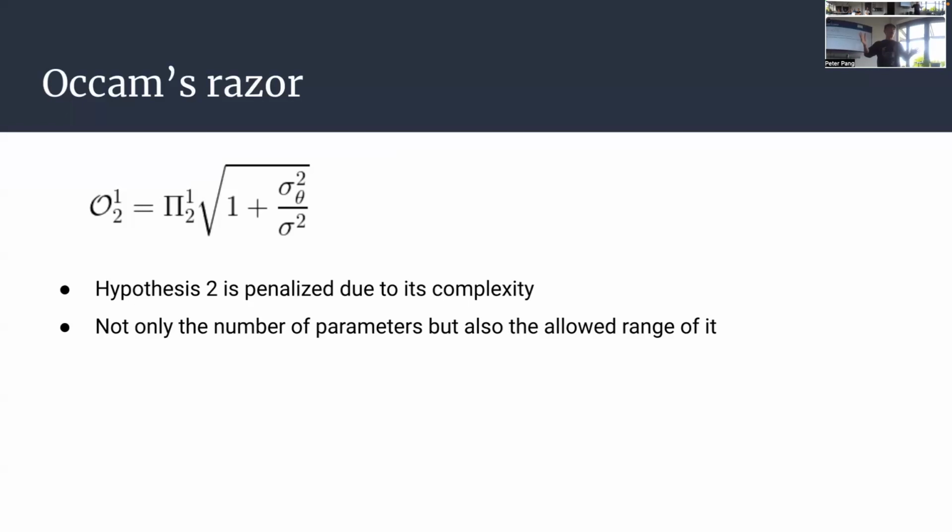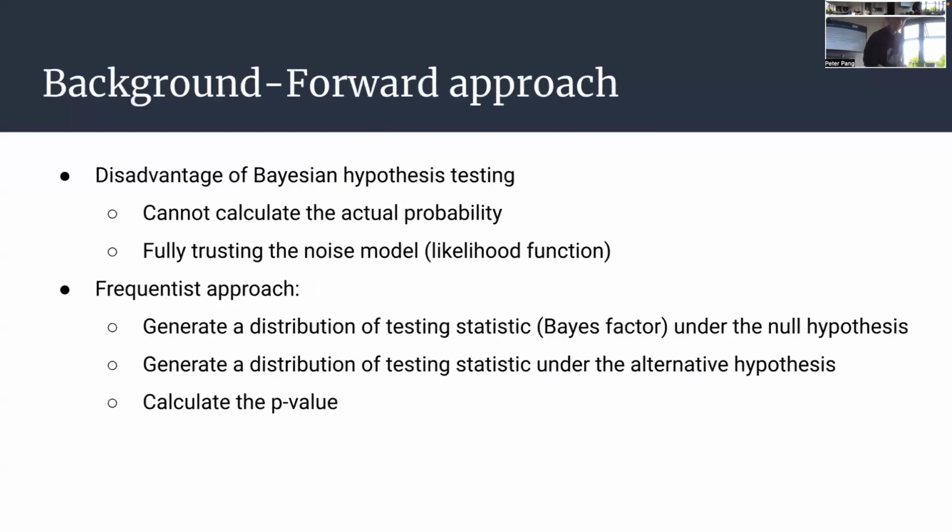And how do you define how tight it is? You see, it's this ratio here. It's saying how the spread of the prior compares to the spread of the landscape of the likelihood function.